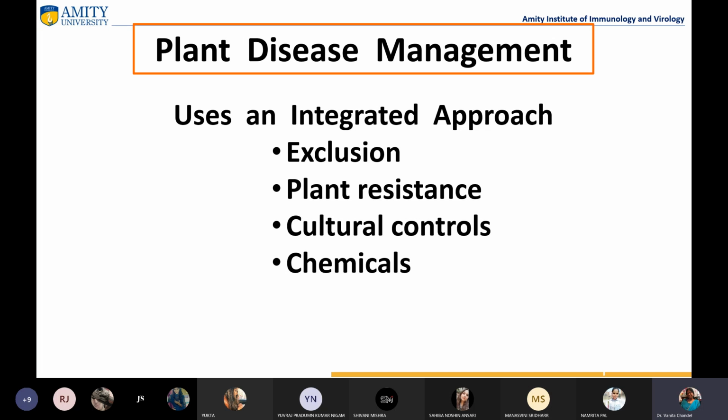So in an integrated approach, there are 4 principles. First is exclusion, then plant resistance, because naturally the plants sometimes have resistance genes for some pathogens, so we can exploit those resistance genes or resistant varieties. Then cultural controls include practices such as leaving the land fallow for a certain time, not repeating the same kind of crop every time, and maybe soil solarization or other methods, and at the end the chemicals. So chemicals are basically at the bottom: when no other method is successful, then we can go for chemical control.